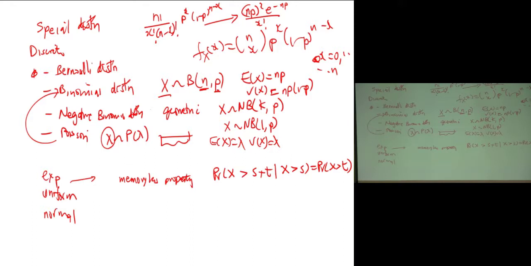Okay. So this expression is called the memoryless property, and it simply says that if I'm given that X is already bigger than s, the chance that X is bigger than s plus t is the same as X bigger than t. This is not true for any random variable, it's not necessarily true, but for the exponential distribution, it is true.